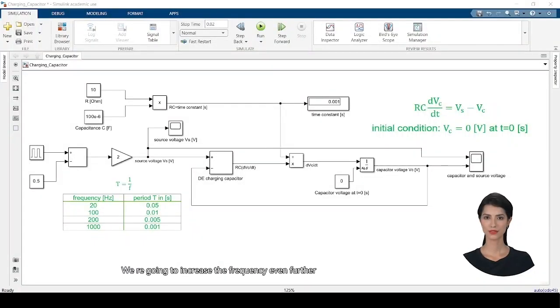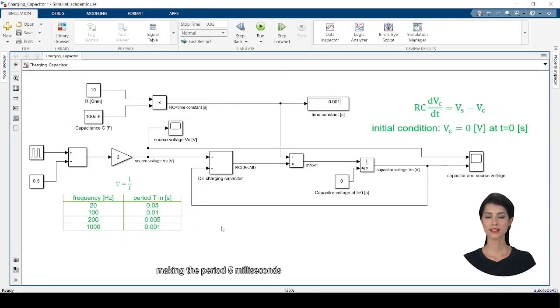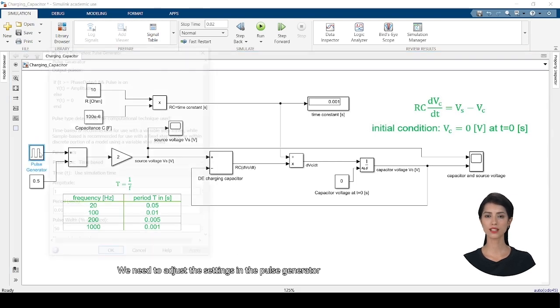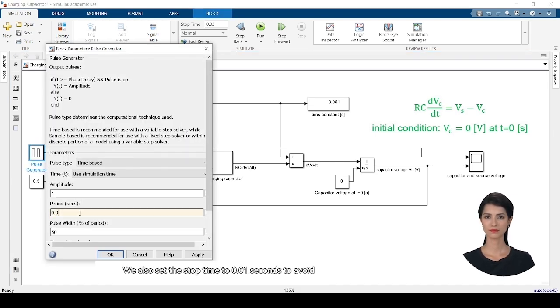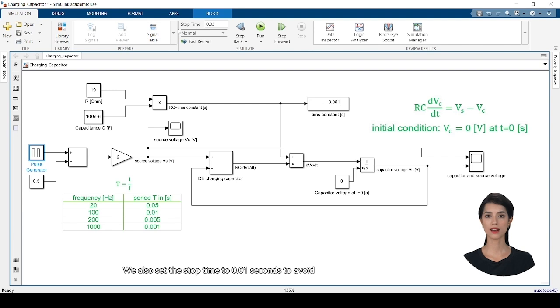We're going to increase the frequency even further, to 200 Hz, making the period 5 milliseconds. This is still larger than the time constant, but it is getting closer to it. We need to adjust the settings in the pulse generator block accordingly. We also set the stop time to 0.01 seconds to avoid showing too many cycles. After running the simulation, we get the following result.